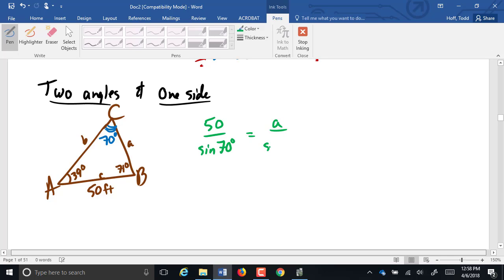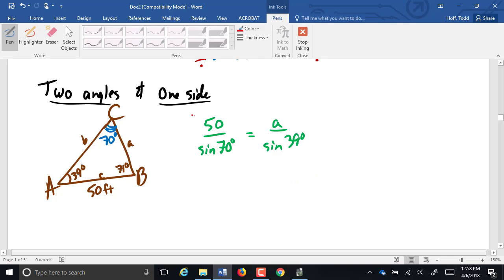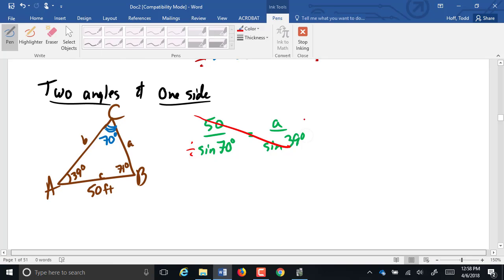Let's do A first. A will be over the sine of 39. Anybody have any questions as to where I'm getting this proportion from? You're confused, Jasper, or just in pain? Okay. Cross multiply and divide. 50 times sine of 39, close that parentheses, divided by the sine of 70. 33.49. That's going to be feet.